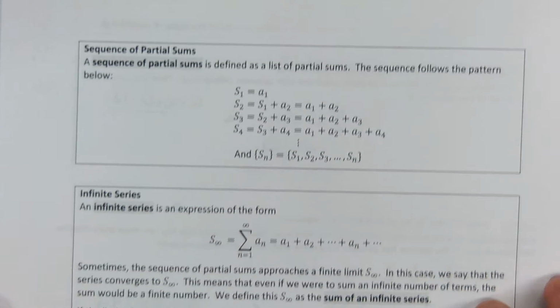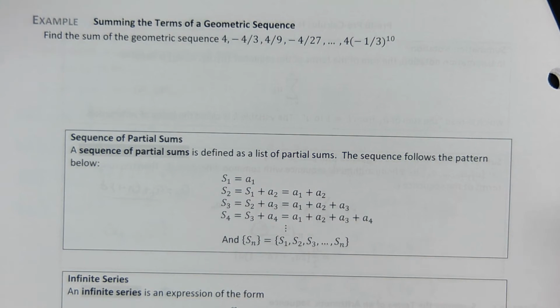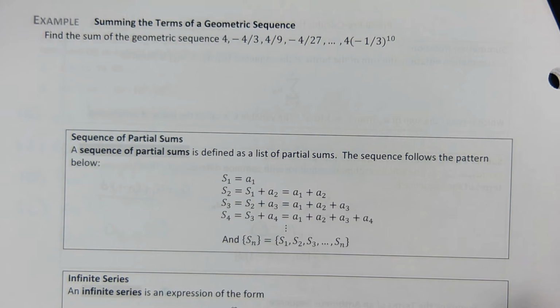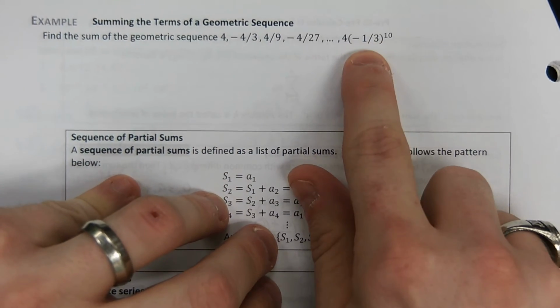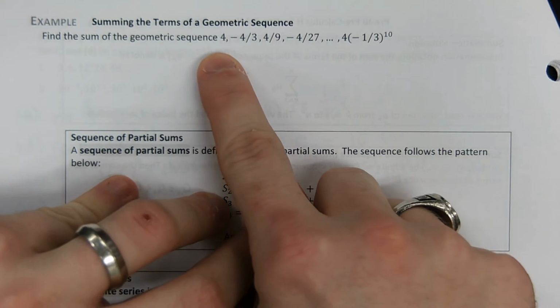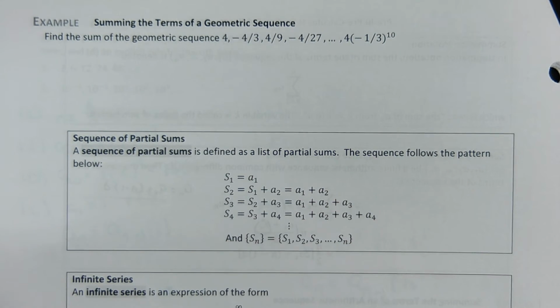Here, I'm telling you, you have a geometric sequence. It starts with the number 4, and then it goes negative 4 thirds, positive 4 ninths, negative 4 over 27, and so on and so forth. And we are going to find the sum of all of those. We know a sub 1. We could see it. A sub 1 is 4.